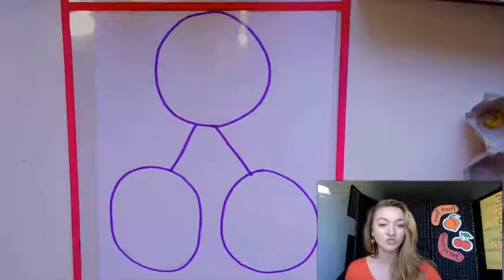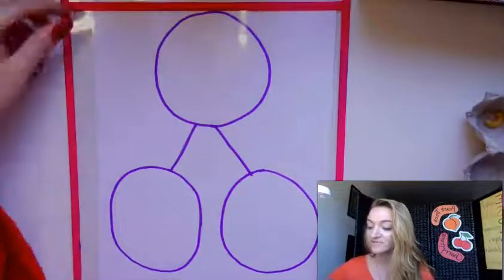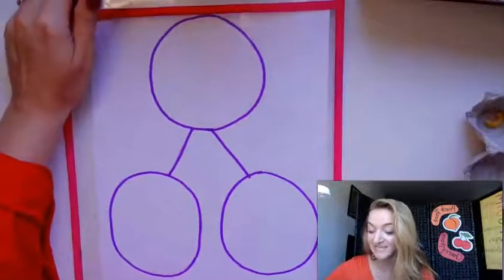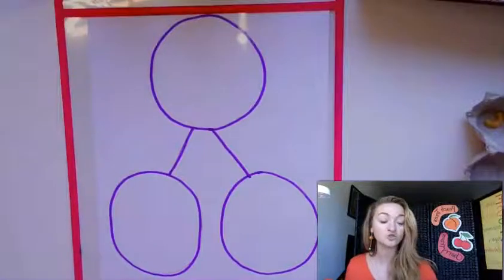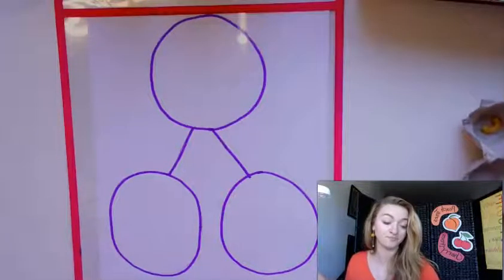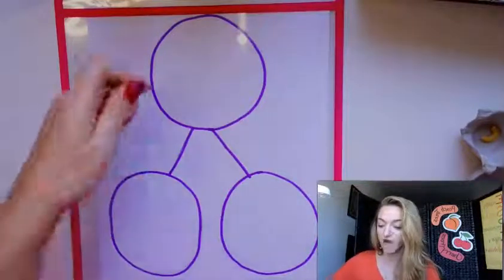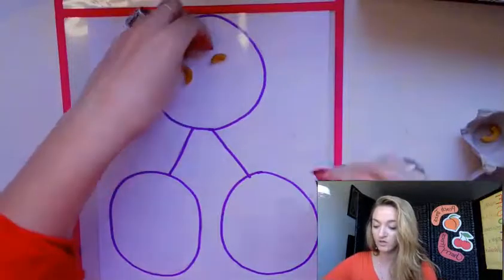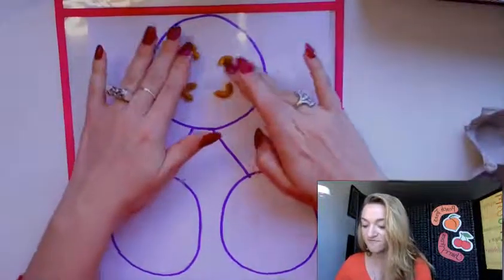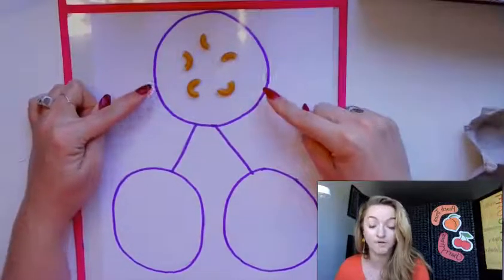So let's see how we would show this on a number bond. I have my number bond here, and if you can see, I actually put it in my plastic sleeve so that I can also use my whiteboard marker on it. You could try that too if you want. So I'm going to do the same thing. I'm going to count out 5. 1, 2, 3, 4, 5. And now I have my 5 macaronis on the big number part of my number bond.